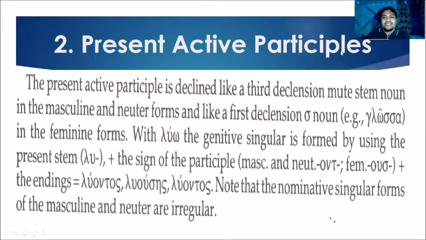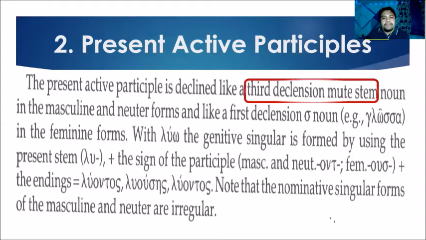First one is the present active participle. The present active participle is declined like third declension mute stem nouns in the masculine and neuter forms, and like a first declension sigma noun, for example the word glossa, in the feminine forms.